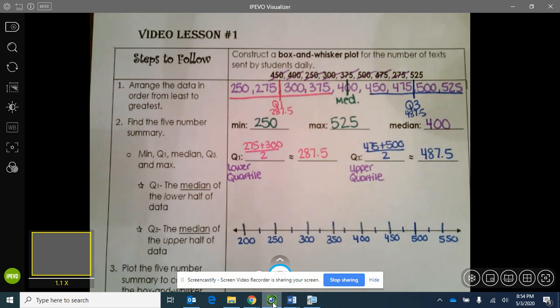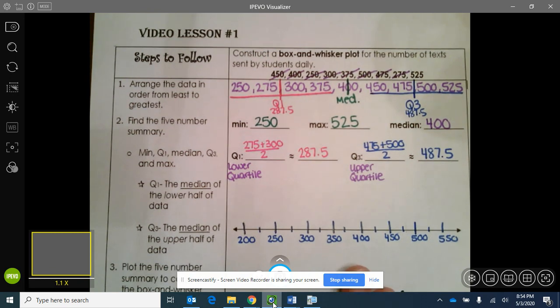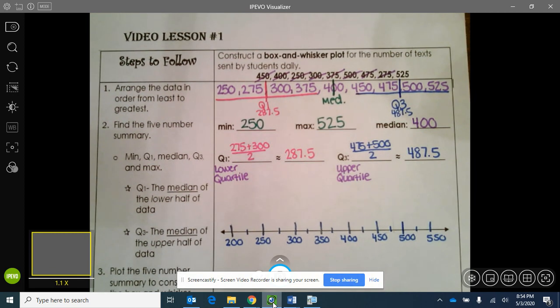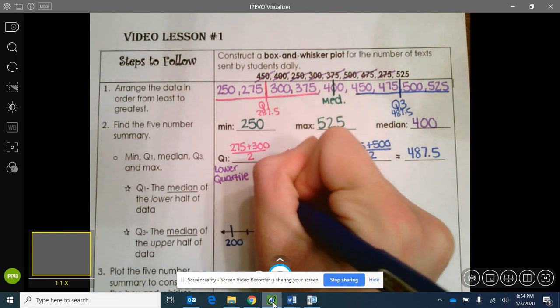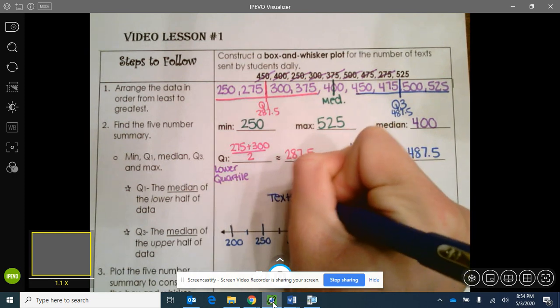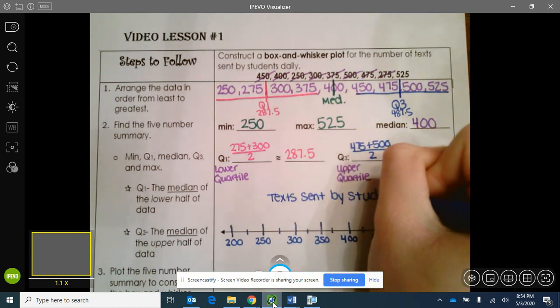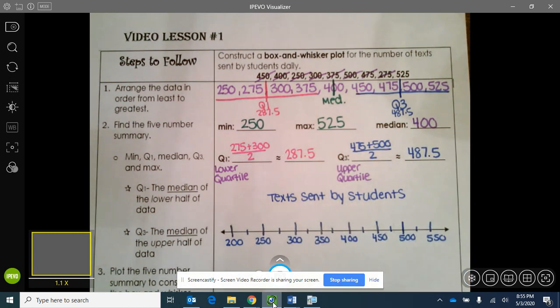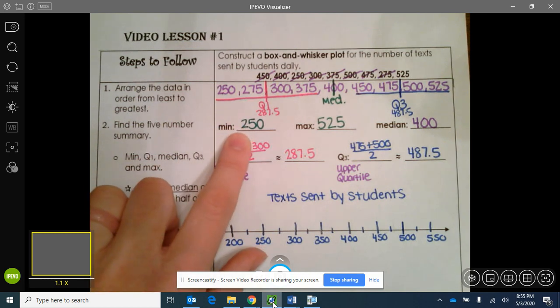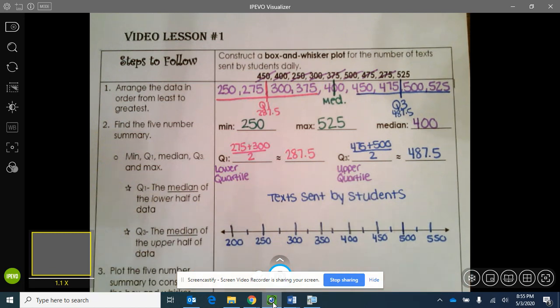Now that I have my 5-number summary, I can go ahead and come down to my number line and construct a box and whisker plot. So just like any other data representation, we want to make sure we have a title here. So we're looking at the number of texts sent by students. So I'm just going to label this texts sent by students. That's my title. And then often you're going to be given a blank number line, so you do need to number this. You want to make sure, obviously, that your number line goes from at least 250 to 400. So here's how I labeled mine, just to save a little bit of time.